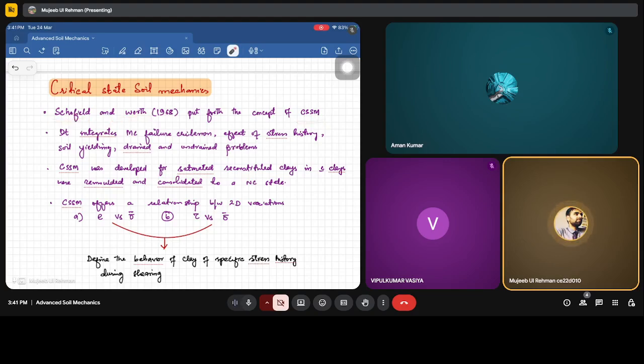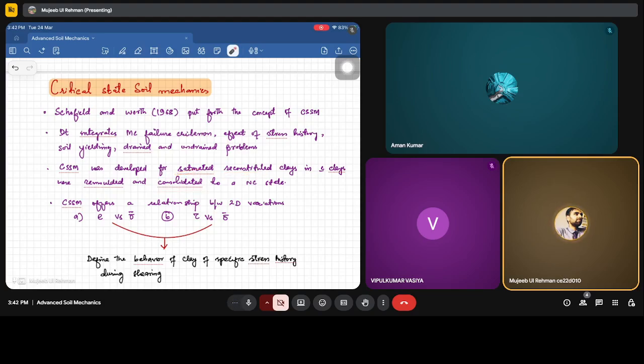It is also called CSSM. What it is doing is integrating or collecting all the information regarding the Mohr circle failure criteria. It takes into account the stress history, then soil yielding, and also the drained and undrained conditions. So it's kind of a combo pack of all four things. It considers the MC failure, stress history, soil yielding, and drained and undrained conditions. Also, it was initially developed for saturated reconstituted clays, in which the clays were remolded and consolidated to an NC state.